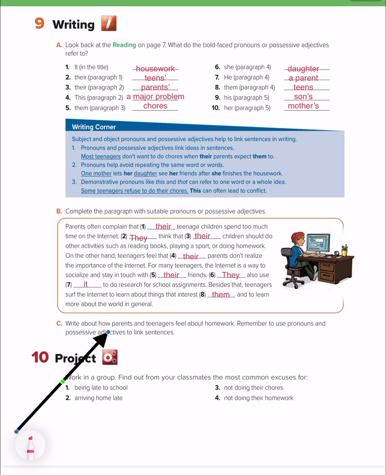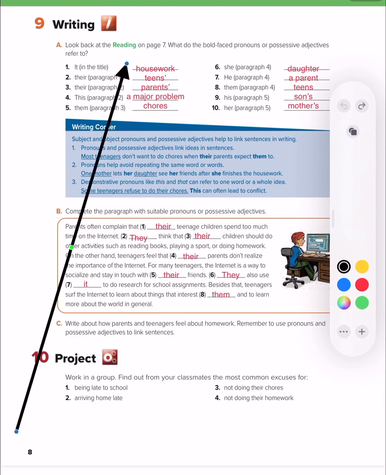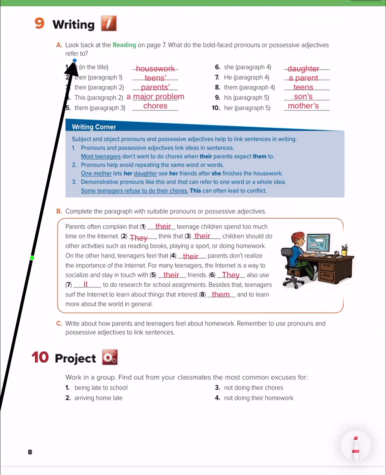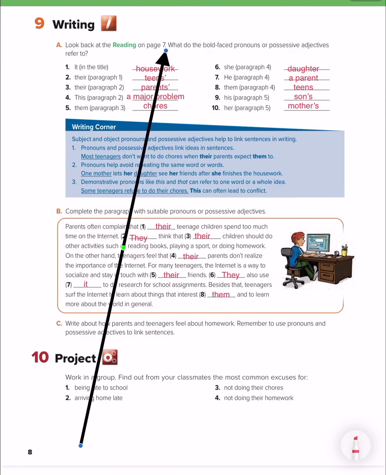Today, inshallah, I will teach you Super Goal 4 for the second intermediate grade in the second semester. I want all of you to open your book now on page 8. Today, inshallah, we will do a writing. Okay, look, what do we have here? Look back at the reading on page 7.